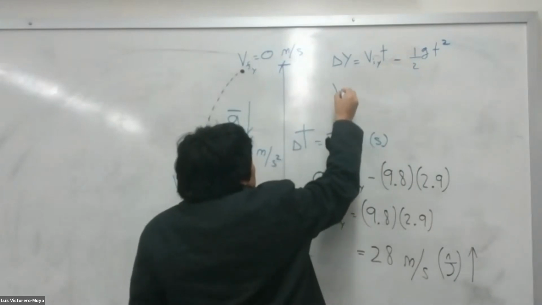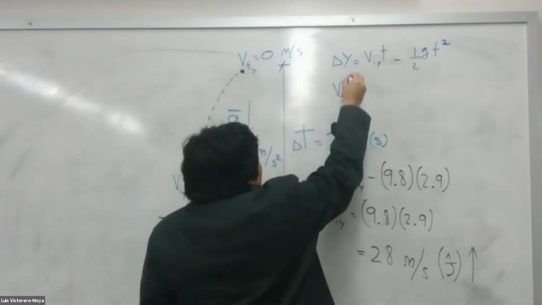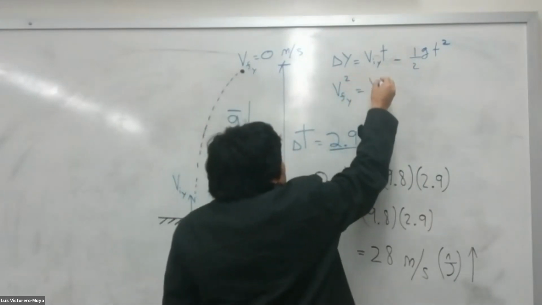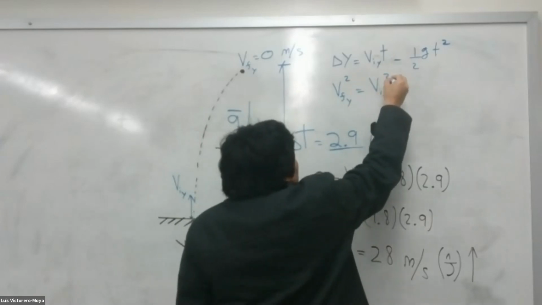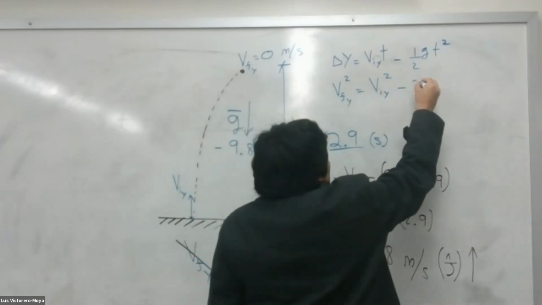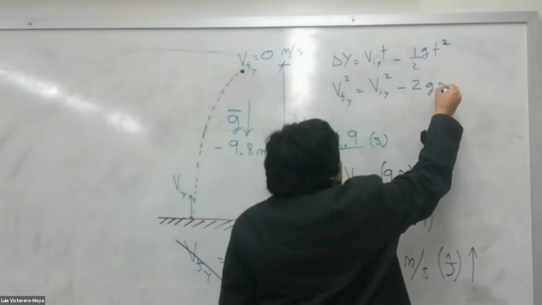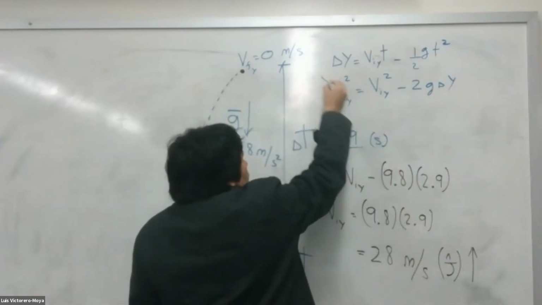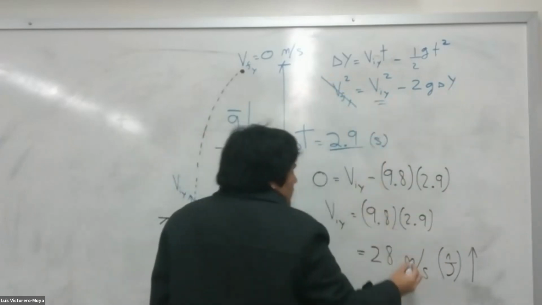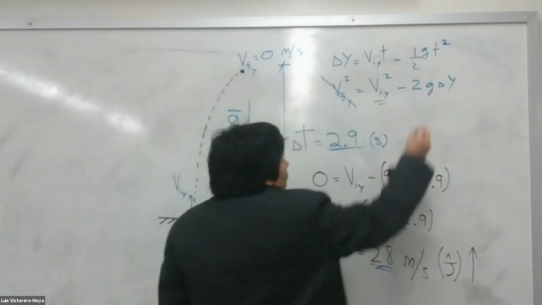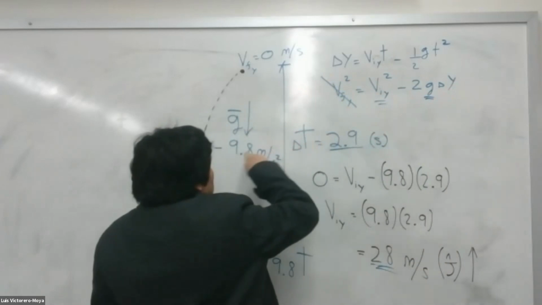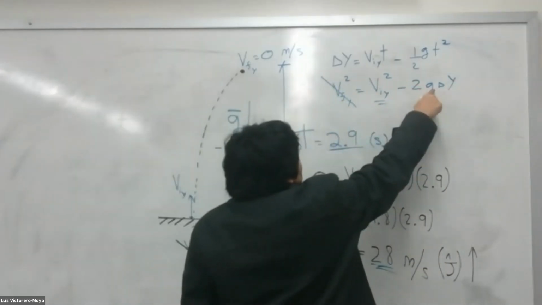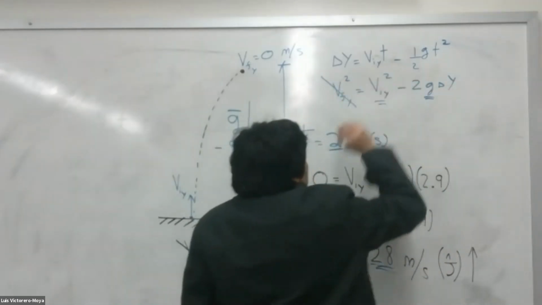Or you can use this. V final on y squared equals v initial on y squared minus 2g delta y. Why am I saying that? Because you know this is 0. You have this in here. Gravity, you know, is negative, well, 9.8, right? And then delta y.